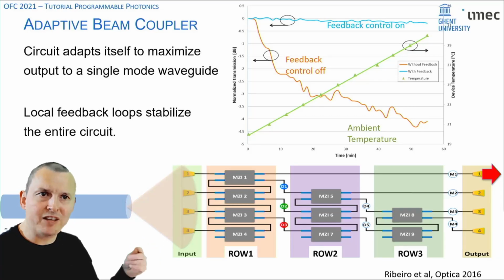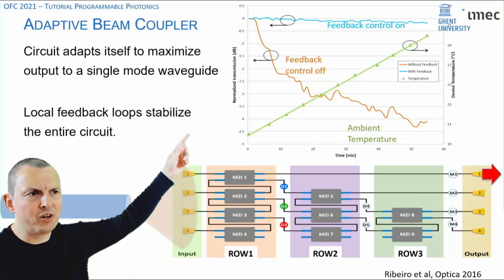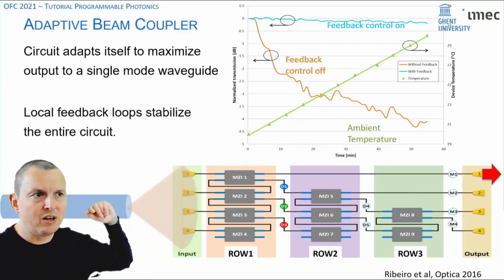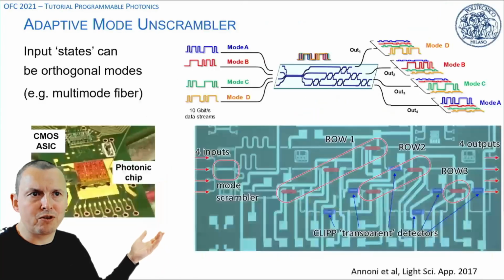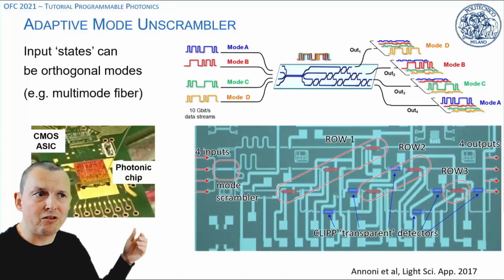And we could leave this algorithm even running continuously. So we see that if we keep the algorithm running, we get the curve at the top, where the power remains maximized even if we change the ambient temperature in the room or the temperature on the chip. And you can do this not just with 4 inputs, but also with any other 4 orthogonal states of light, for instance 4 modes in a multimode interferometer.